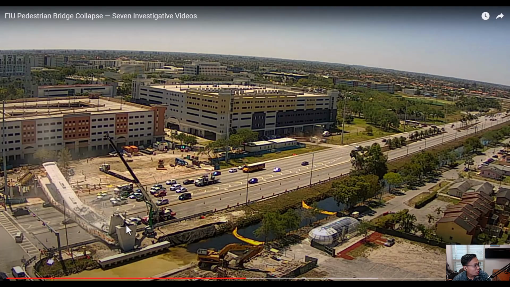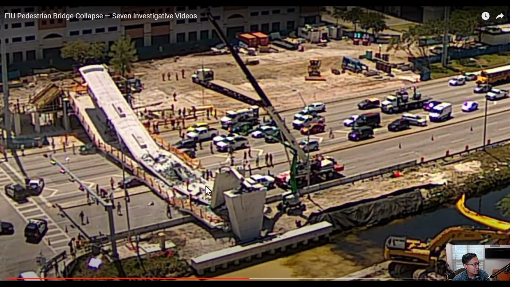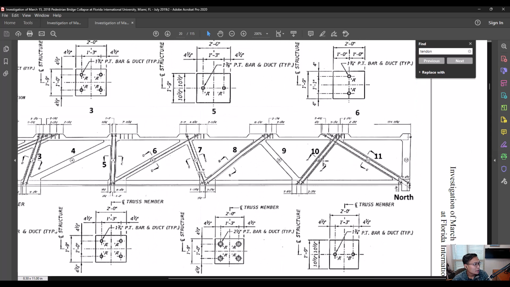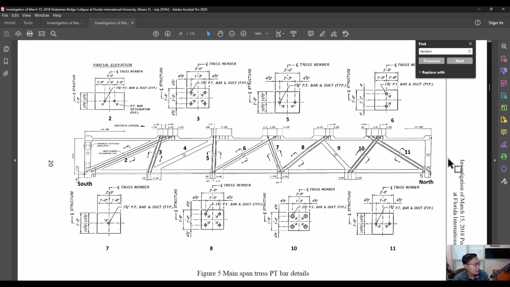So it happened so fast over here, but you can see that the collapse started around this area. If you take a look at the report, you can see that the collapse started on member 11 and member number 12 over here. That caused the collapse of the bridge.